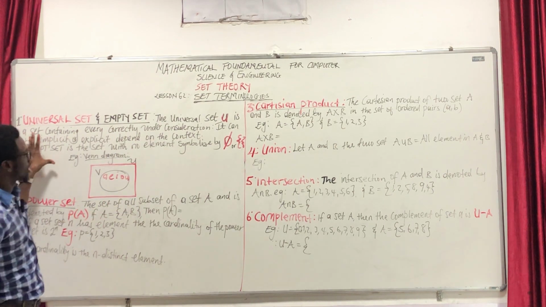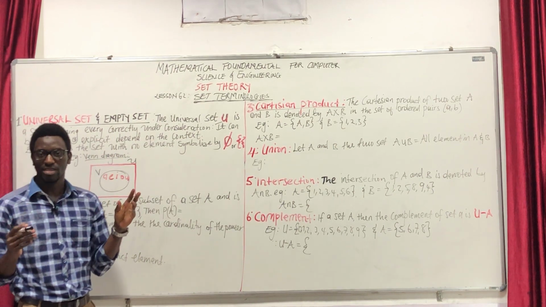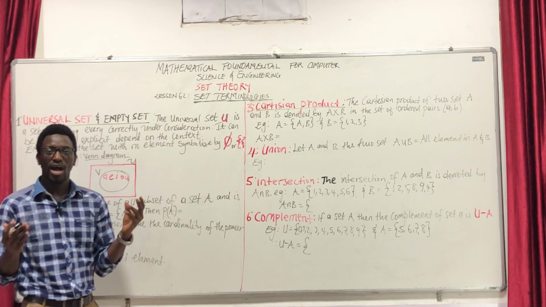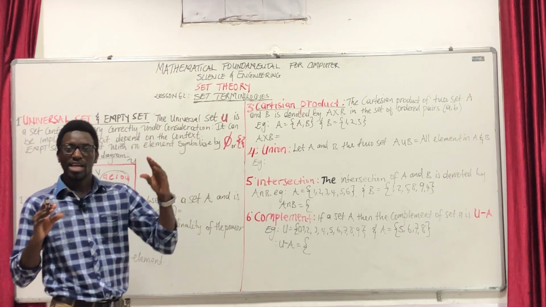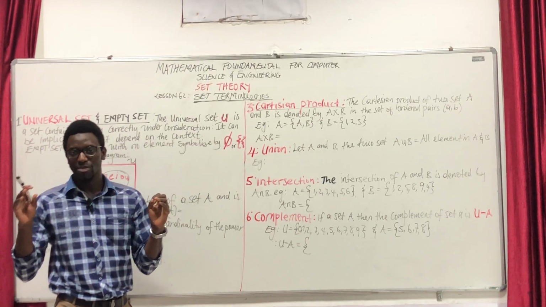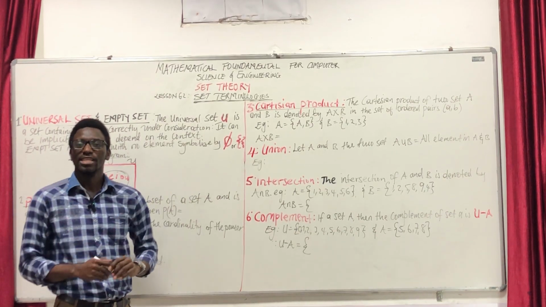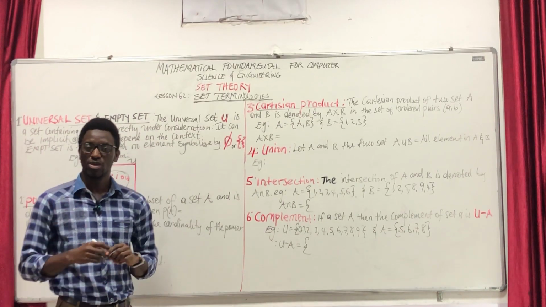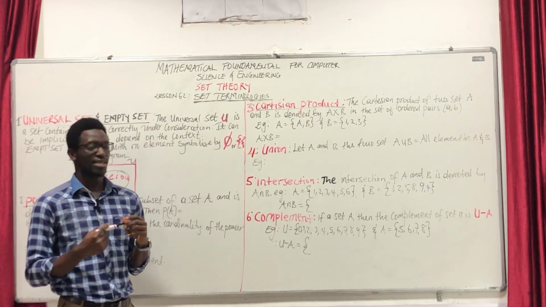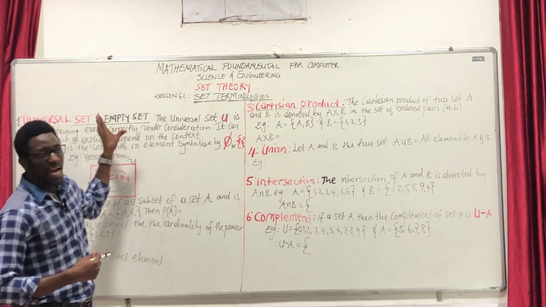So the universal set contains all the elements on the set. Suppose you have two sets, A and B. It means all the elements in A and all the elements in B must be contained in the set U. All those elements must be in U. So that's universal sets. Okay, the other one here is empty sets.